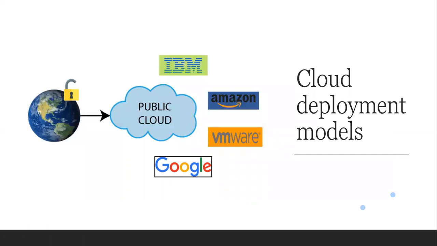How cloud is deployed? There are three deployment models. One is public cloud, the cloud which is available for the public use. The most common examples are Google, VMware, Amazon, IBM, and Microsoft Azure. By using public cloud, you can use their services by paying for what you use. So these services are available for public.